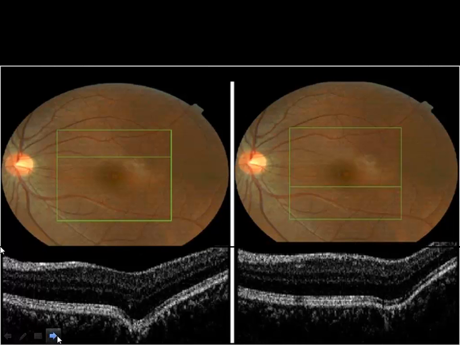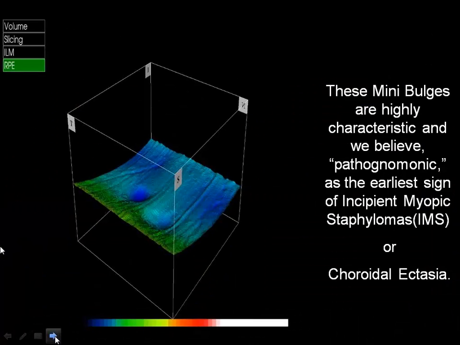Is this the earliest sign of posterior staphylomas? Could be. And when we look at the retinal pigment epithelium, we separate it out, just segment it out, we can see these 2 bulges right over here. So these mini bulges are highly characteristic and maybe pathognomonic as the earliest sign of incipient myopic staphylomas.